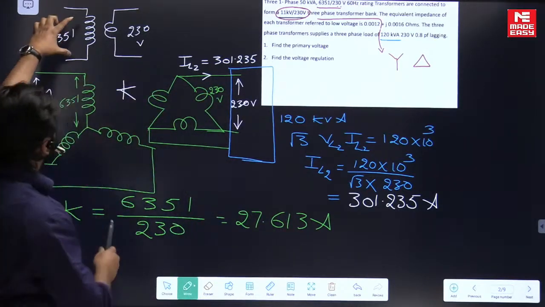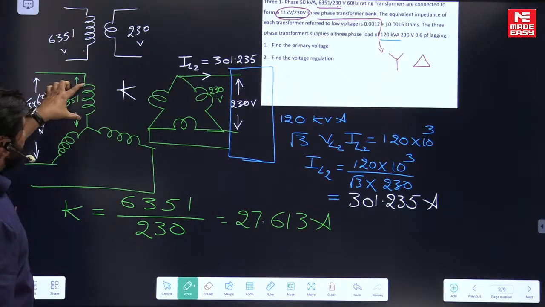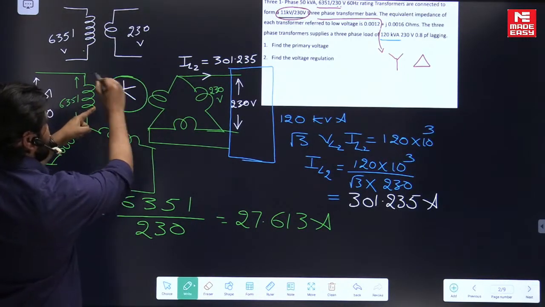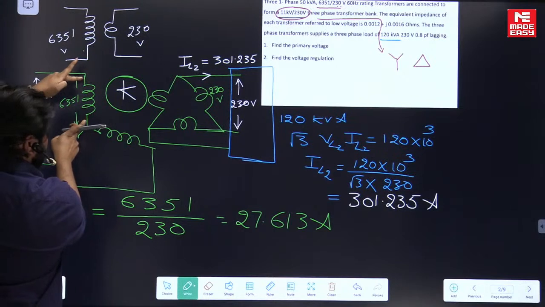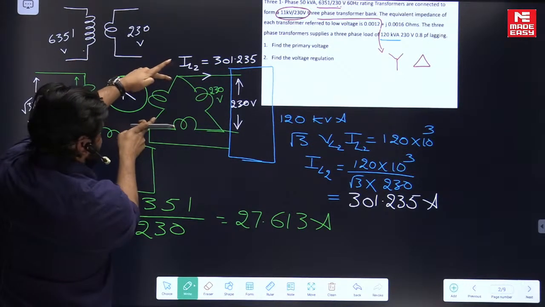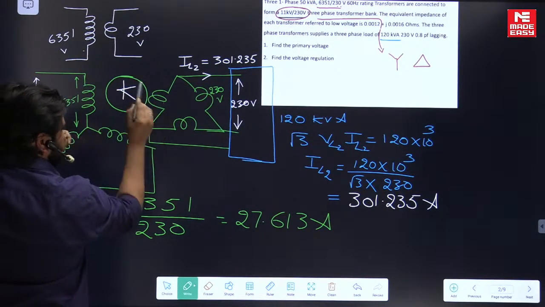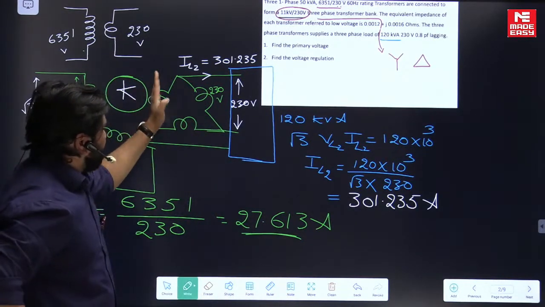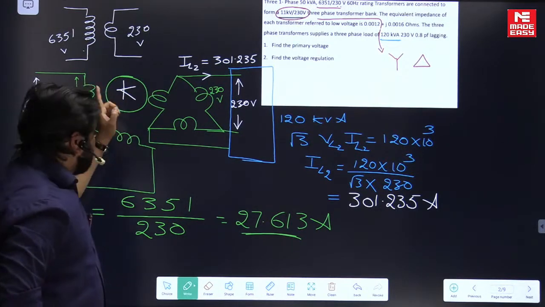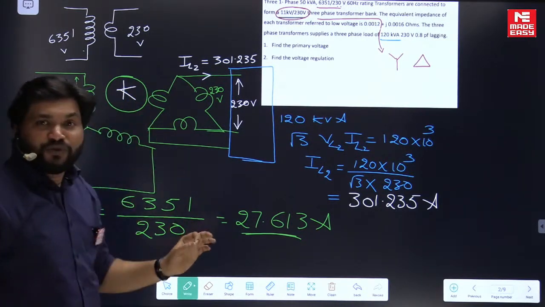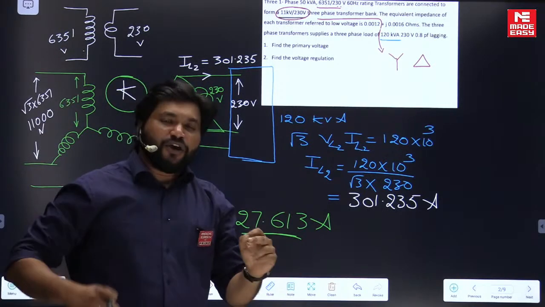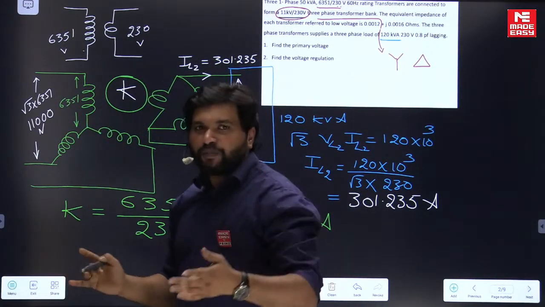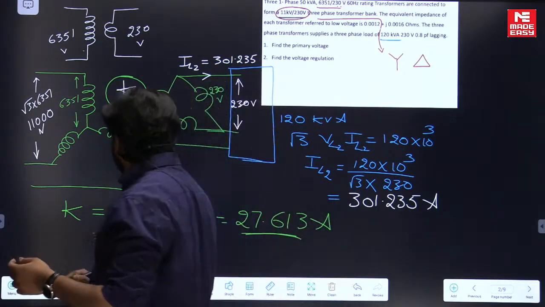For example, this is phase value, this is phase value, phase value, phase value. So whenever you're defining turns ratio K, it is phase value by phase value. So 6351 by 230, that is this. Whenever you're dealing with the voltages referred to this side from that side, you should always multiply with phase values only, not with line values. If you want line value, then depending on the star or delta connection, you can make it into root 3 or by root 3 for currents and voltages respectively.